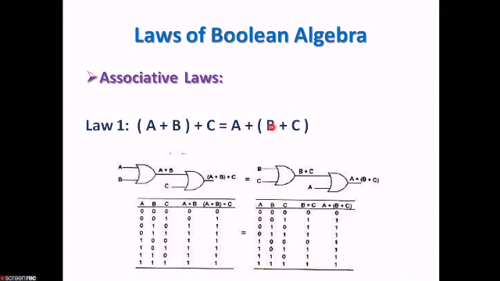The truth table gives the illustration of the law. We will be proving the law by the truth table illustration. We have drawn the logic circuit: these two are the OR gates. This one is the first OR gate, where there are two inputs, A and B, so the output is A plus B, and here C is coming, this is again an OR, so this is (A plus B) plus C.